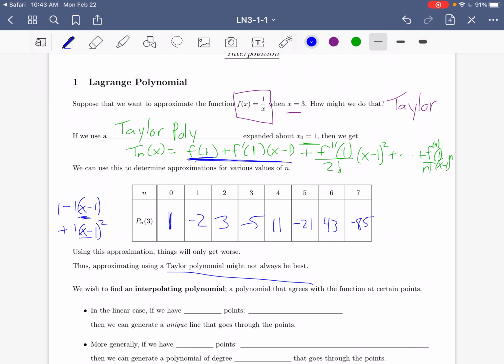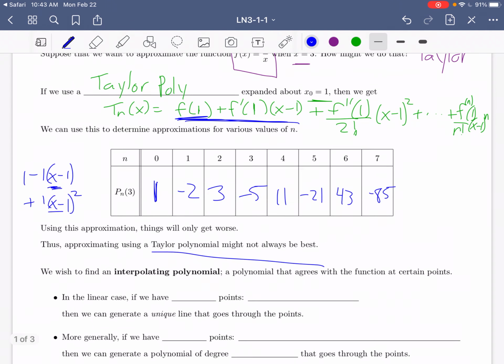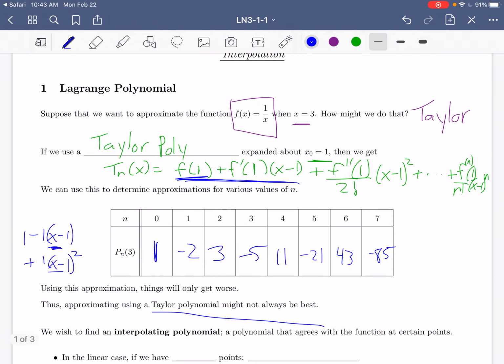So we might try to come up with another method to find a polynomial that might approximate that. And this other method that we are going to look at is a Lagrange polynomial. And we will take a look at that in the next video.